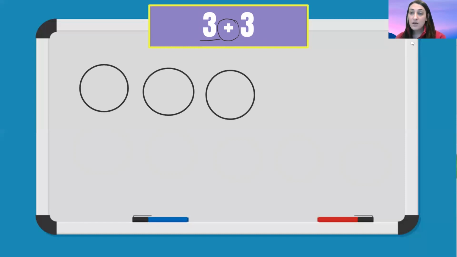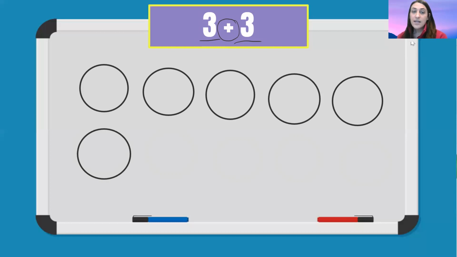And the other number is also a 3, so we're going to draw 3 more circles so that we can see how many in all. Let's count them to get our answer. 1, 2, 3, 4, 5, 6. That means 3 plus 3 equals 6.